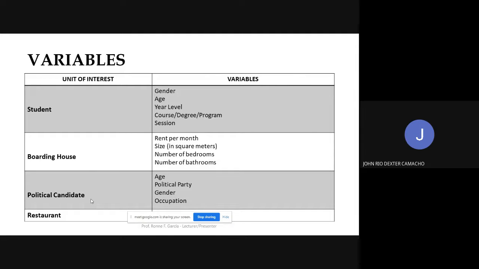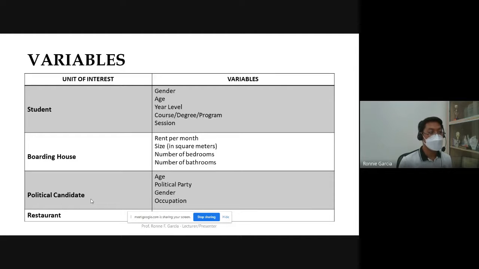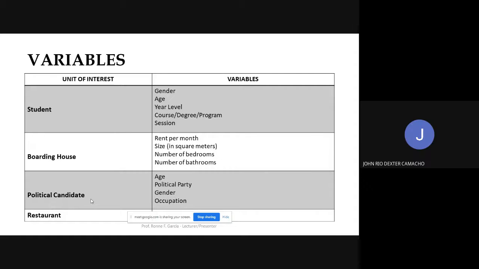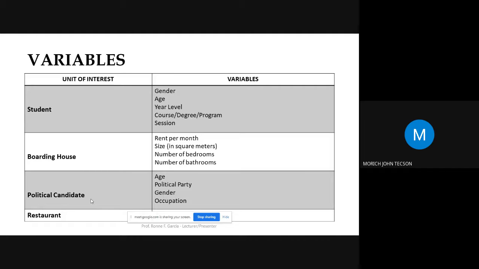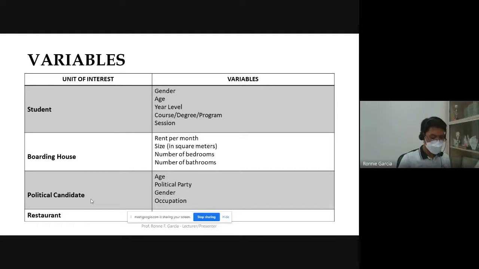Experience, sir. Very good. Experience or number of years in service sa local government. Very good answer. How about educational background, sir? Very good. You can also classify them kung itong mga elementary graduate lang, high school graduate, or college graduate, or even mga postgraduate, mga doctors na, mga master's degree holders. So the educational background is a good answer.